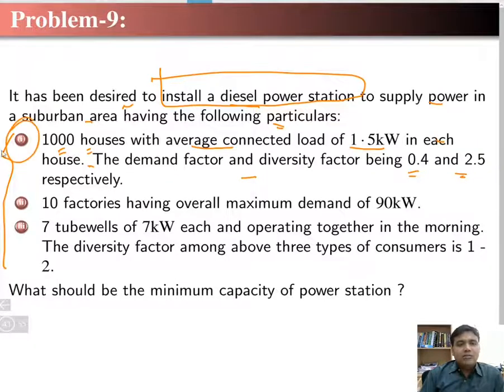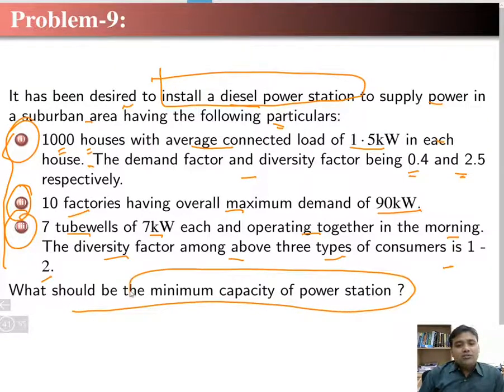So this is condition number 1. Condition number 2, 10 factories having overall maximum demand of 90 kilowatt. Condition number 3, 7 tube wells of 7 kilowatt each and operating together in the morning. The diversity factor among the above 3 types of consumers is 1.2. What should be the minimum capacity of the power station?